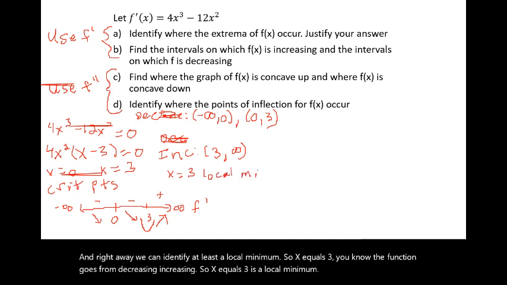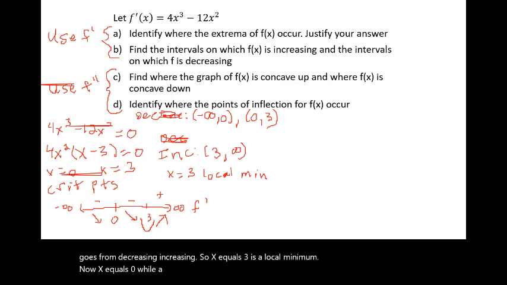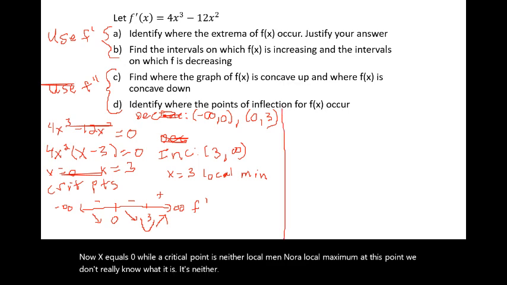Now, x equals 0, while a critical point, is neither a local min nor a local maximum. At this point, we don't really know what it is. It's neither. So next, let's jump into parts C and D.